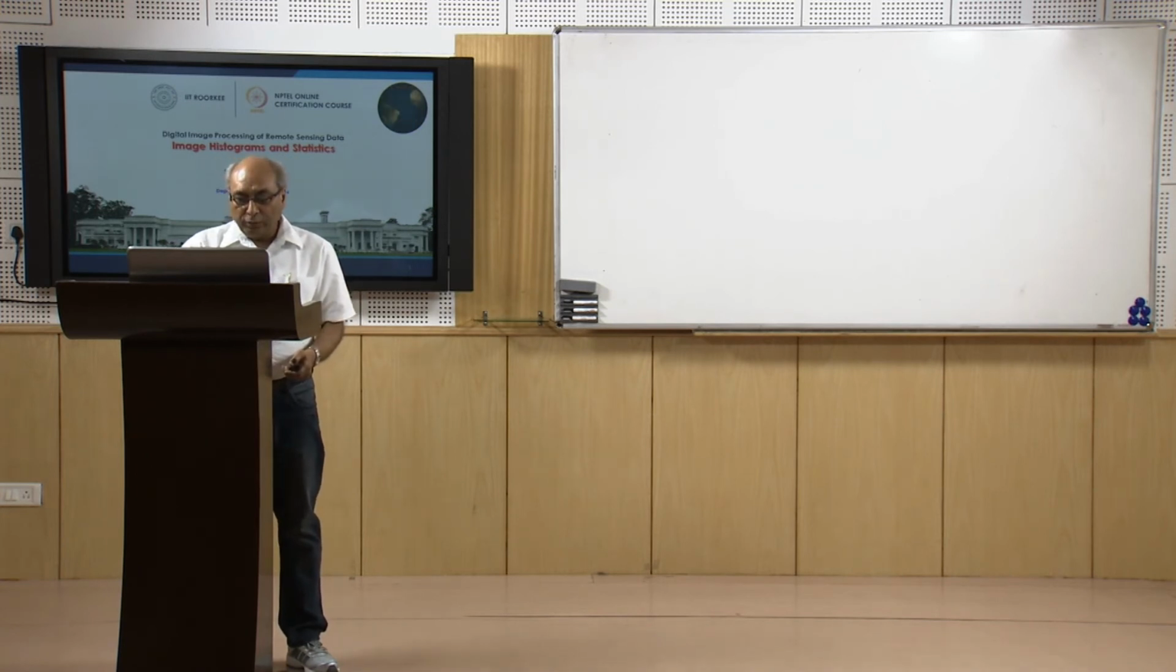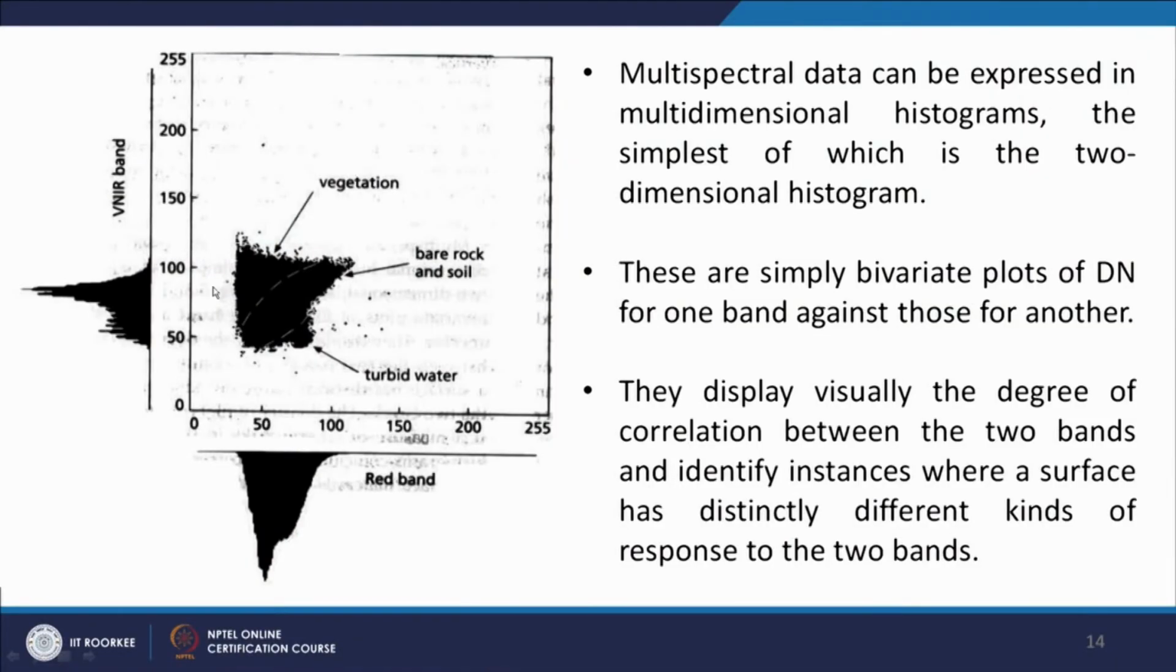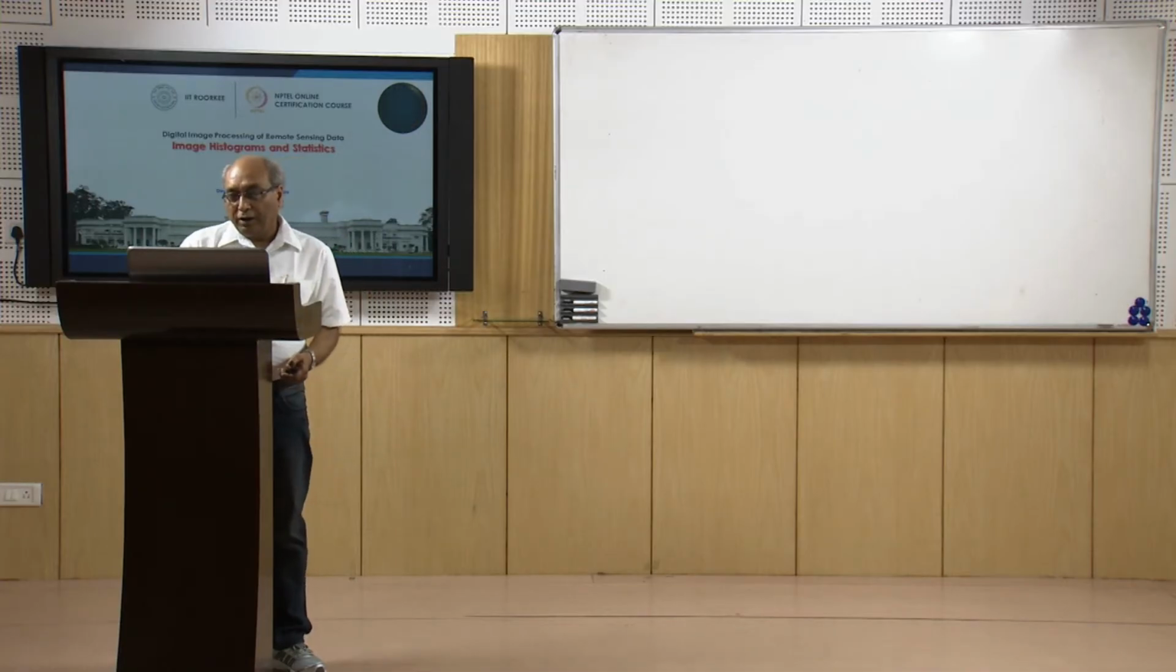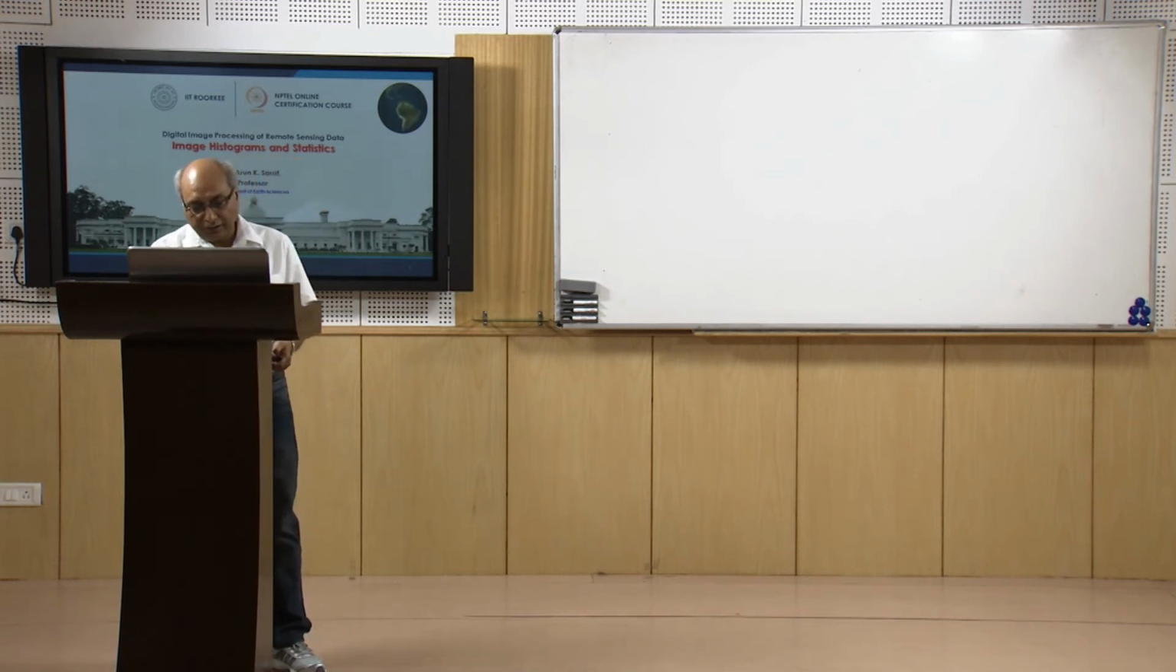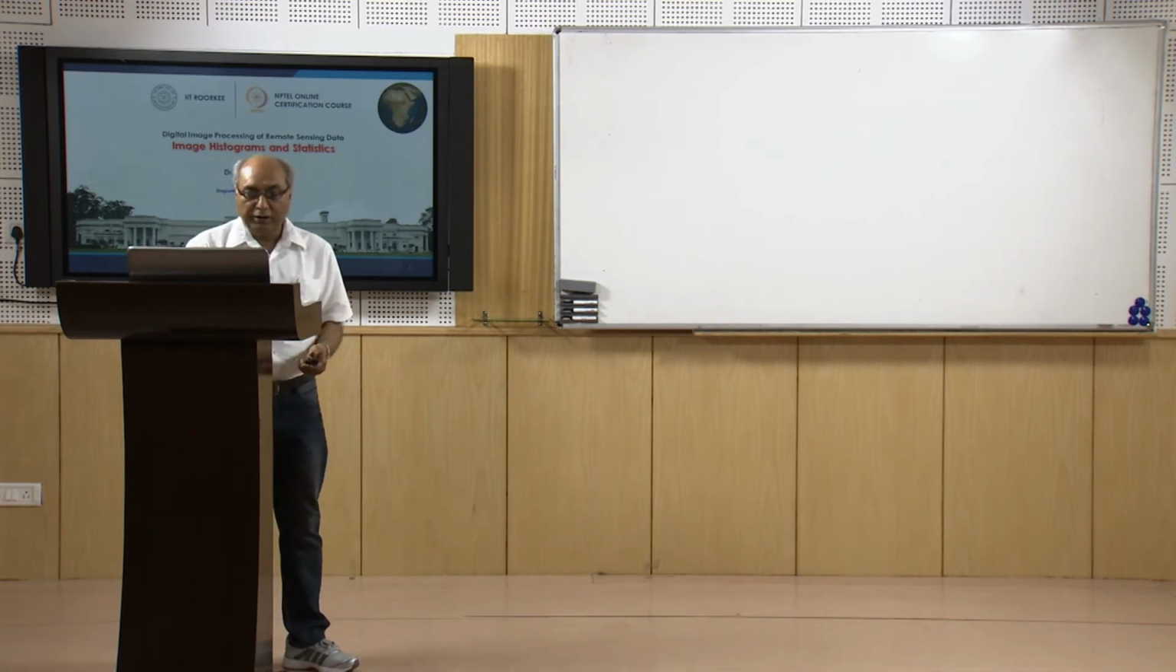Like in this one, the vegetation is plotted here, whereas bare rocks and soils are plotted here, and the water which has high turbidity, the turbid water, is plotted on this lower right side. So this can give us a lot of information about the image, and bivariate scatter plots are also used when image classification is performed. So they are very important to understand.